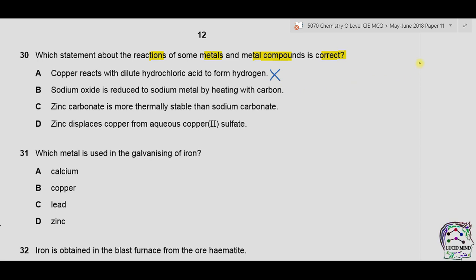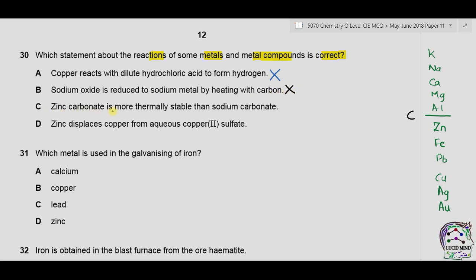As in the reactivity series we can see that we have potassium, sodium, calcium, magnesium, aluminum. Then we have zinc, iron, lead. Copper, silver and gold. Now the elements present below aluminum can be reduced by heating with carbon, while aluminum and the elements above it cannot be reduced with carbon because they are more reactive. So statement B is incorrect.